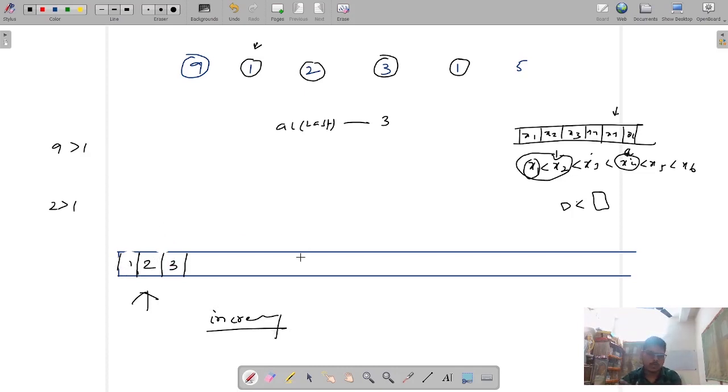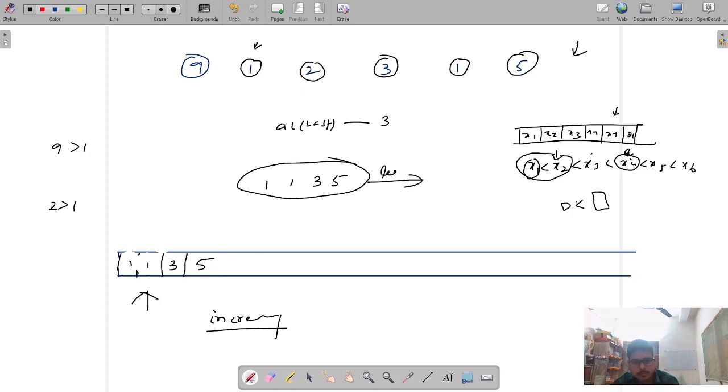Let's first solve the question with the rule. So I replaced 2 with 1. Then I got 5. 5 is greater than 3, no problem, so we add 5. There is no other element here, so this is my answer actually: 1, 1, 3, 5. So I got the length as 4. Initially it was 6, and I got a length of 4.